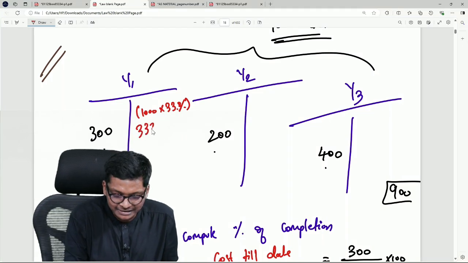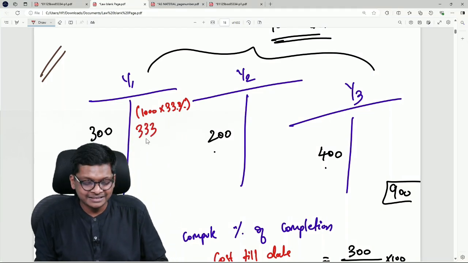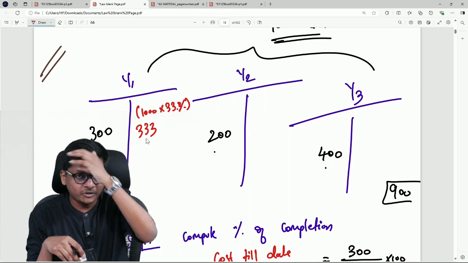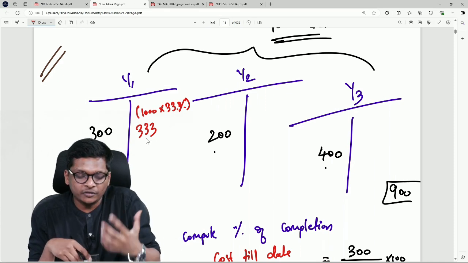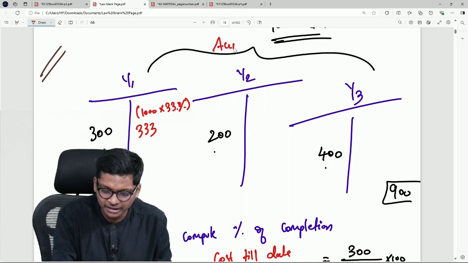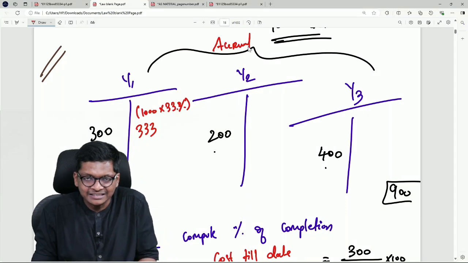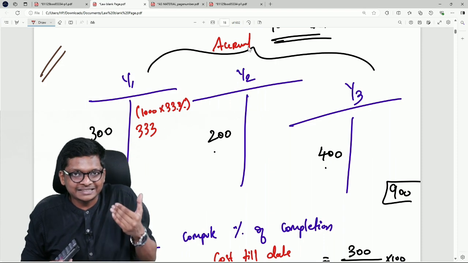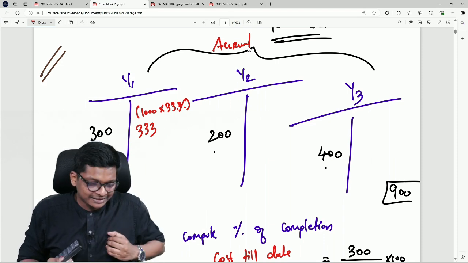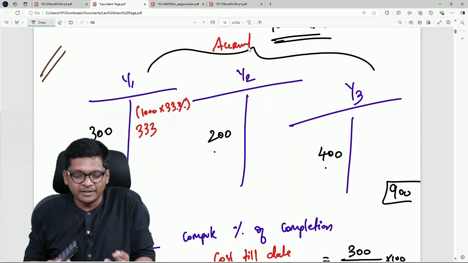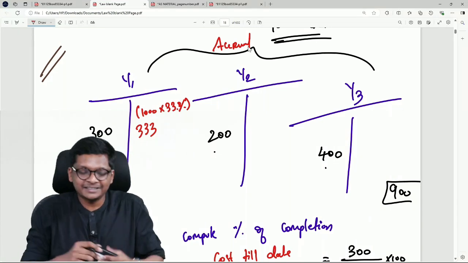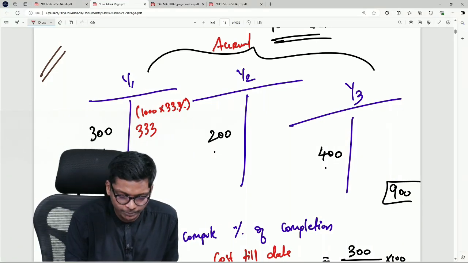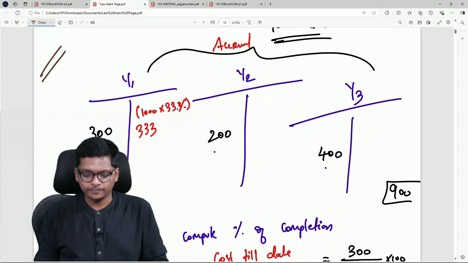So 333 will be my revenue I recognize in that year. This logic comes from AS 9, percentage of completion, which is nothing but accrual. Sir, this year I did 33% work, so I deserve to recognize 33% revenue. Next year I am doing 40% work, I will recognize 40% in that year. So this year net profit is 33.